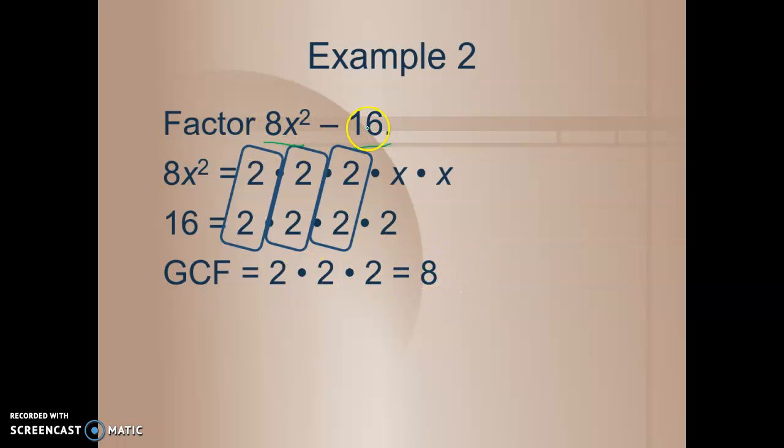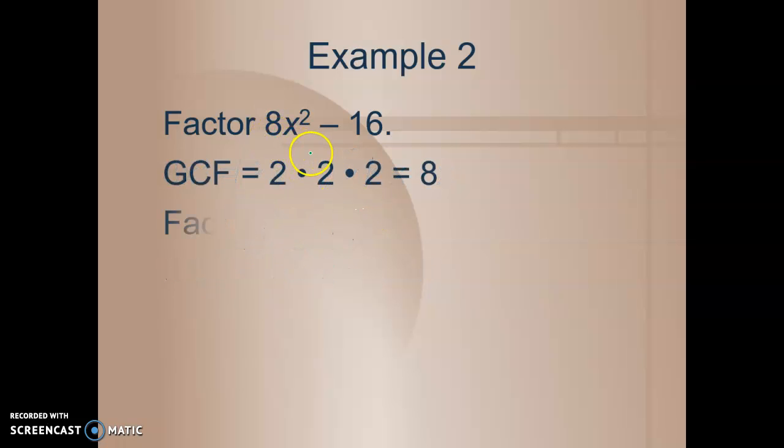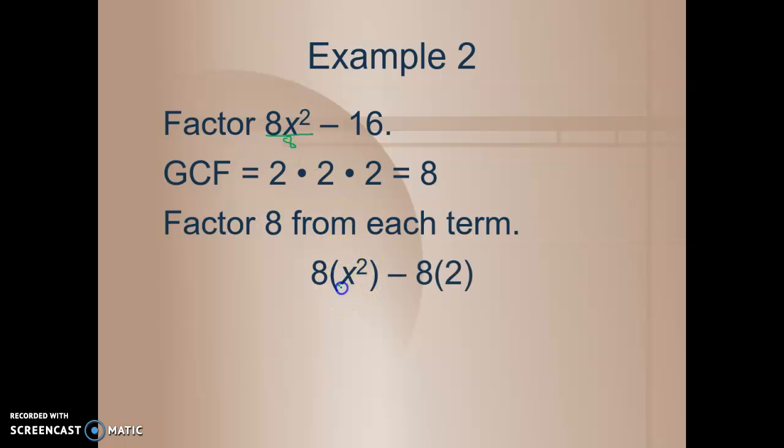Both of these terms can be divided evenly by 8. So to factor, that's what we're going to do. We're going to divide both of these terms by 8. When we factor 8 out of 8x squared, if you take 8x squared and divide it by 8, what you have remaining is x squared. And when you take 16 and divide it by 8, what you're left with is 2.